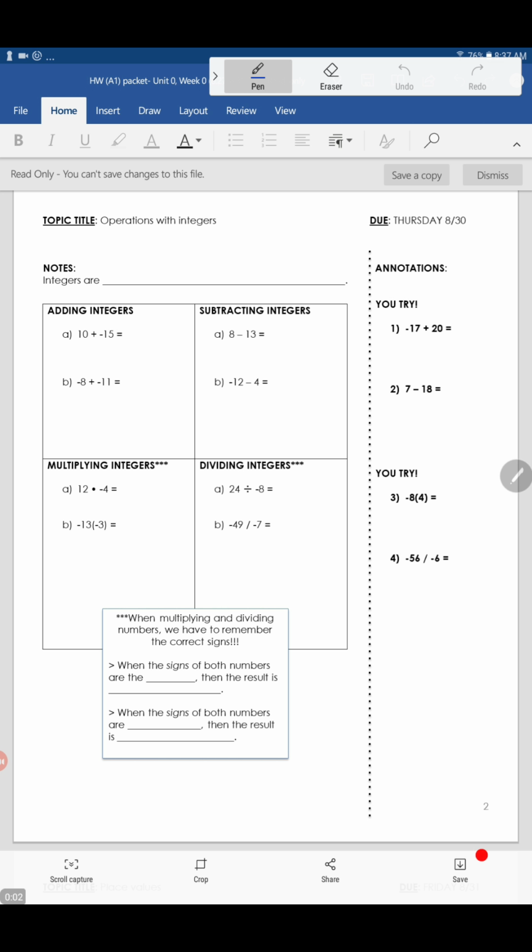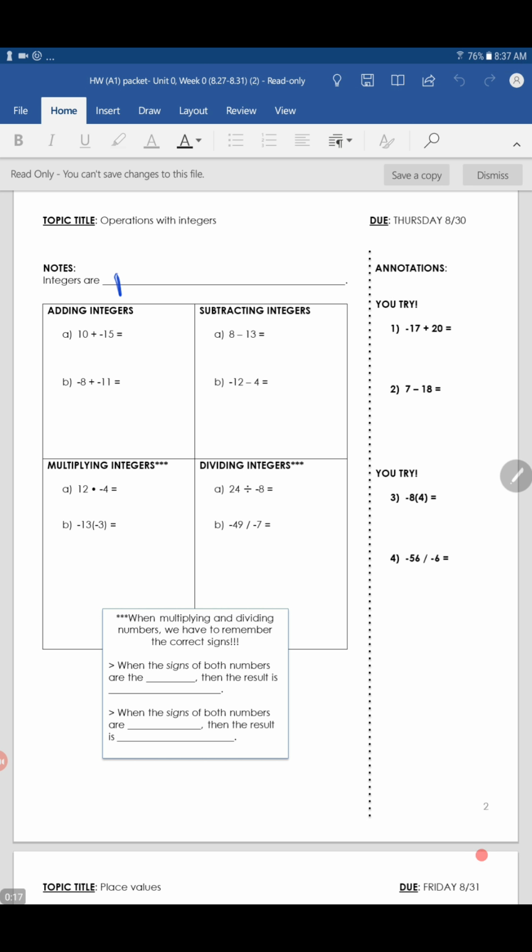Hi everyone, today we are talking about operations with integers. We are doing this video together in class on your own laptops, and this is on page 2 of your homework packet. So we're going to begin by talking about what integers are.